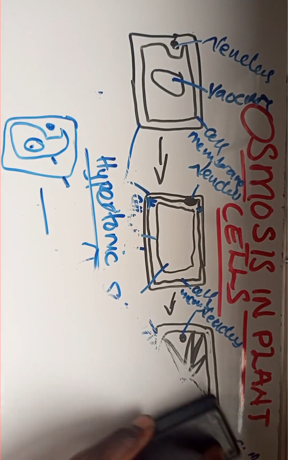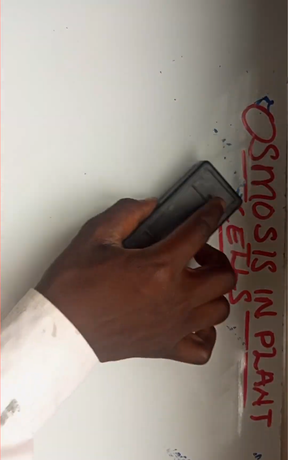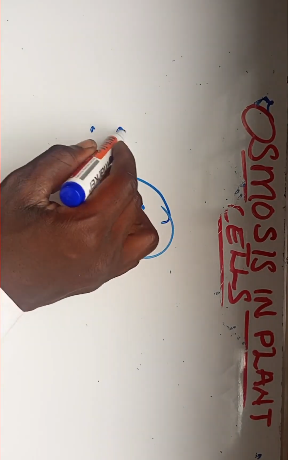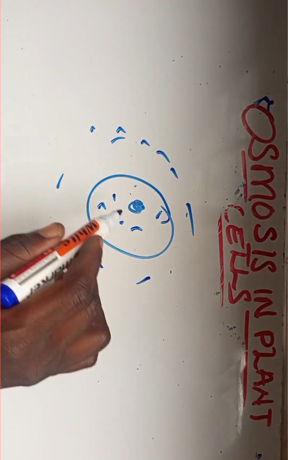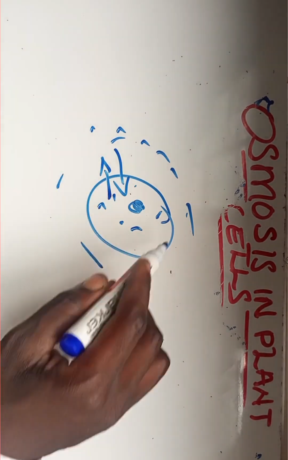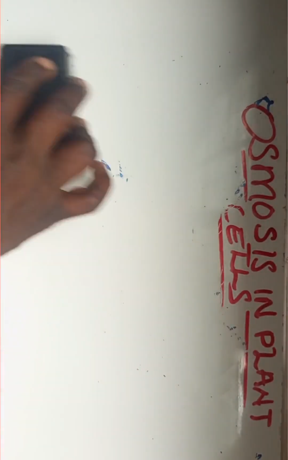So now the last one is isotonic. In isotonic, in a plant cell or in an animal cell, here is a cell, here there is concentrated water, and here there is concentrated water, meaning the water cannot go inside or go outside, because outside and inside the concentration are equal, meaning there is equilibrium, so the cell will be at a normal rate. That is the same also with a plant cell.